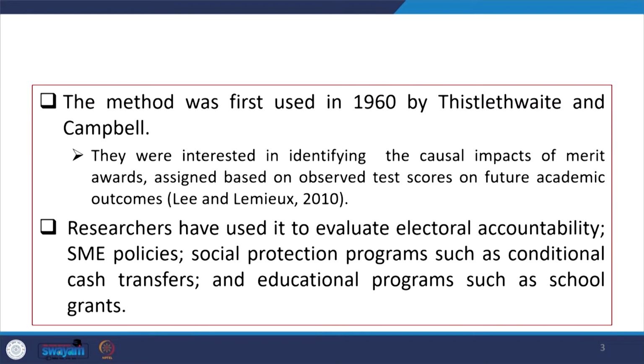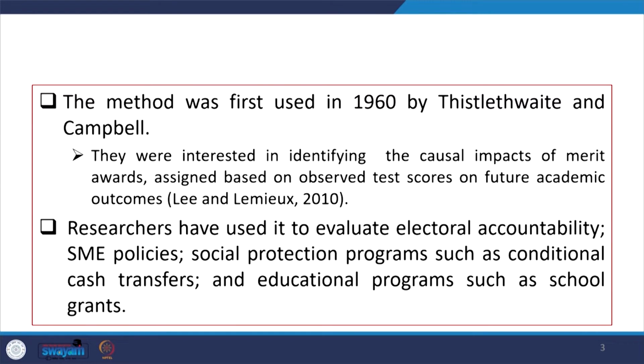The method was first used in 1960 by Thistlethwaite and Campbell. They were interested in identifying the causal impacts of merit awards assigned based on observed test scores on future academic outcomes. I repeat, these authors were interested in identifying the causal impacts of merit awards assigned based on the observed test scores on future academic outcomes. Basically, they checked whether the test scores impacted the future academic outcome or not, and this was also cited by Lee and Lemieux's 2010 paper.